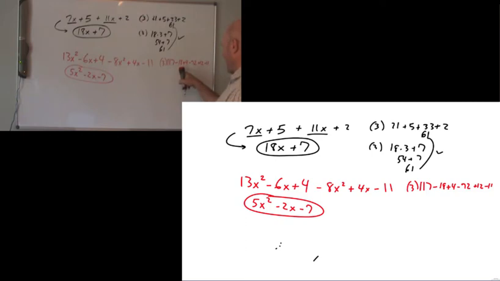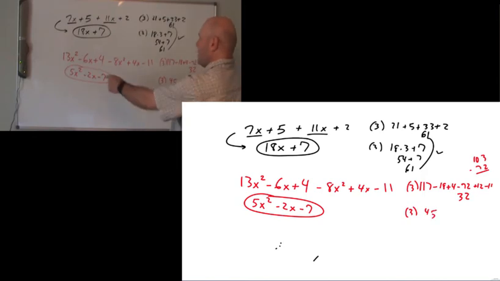117 minus 18 is 99. That's 103. Let's see, 103 minus 72, that's going to be 31. Plus 12, which is 43. Minus 11, which is going to be 32. Hopefully I did all that right in my head. Plugging a 3 into the other one, that's going to be 5 times 9, which is 45. Minus 6 minus 7. 45 minus 6 is 39, minus 7 is 32. And there's my match that I'm looking for as I go through there.